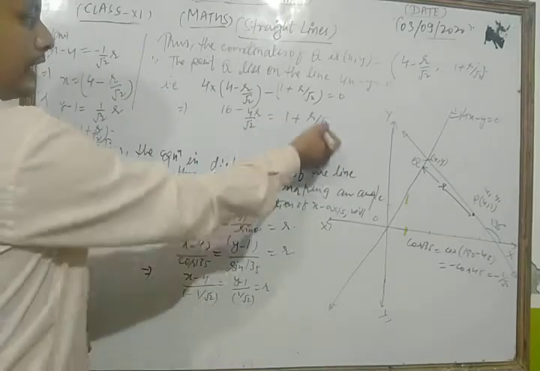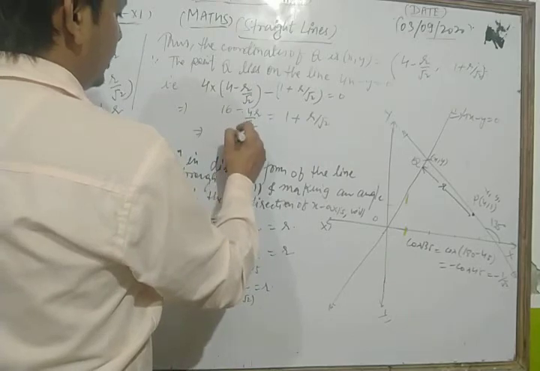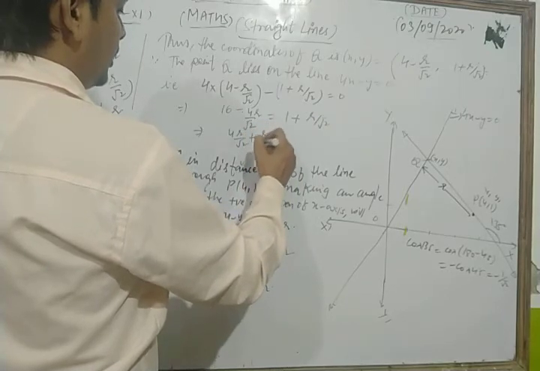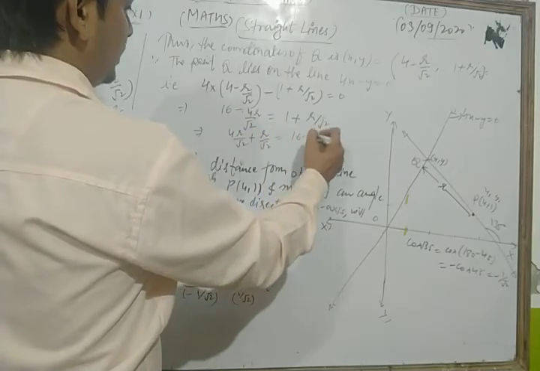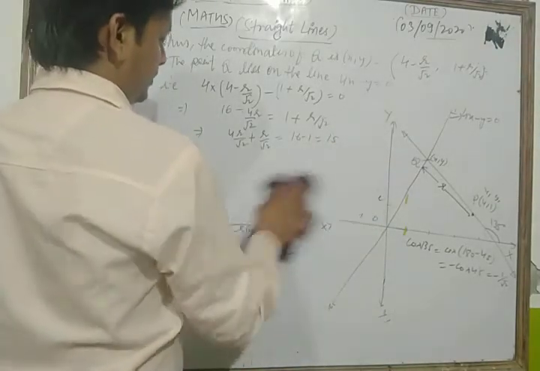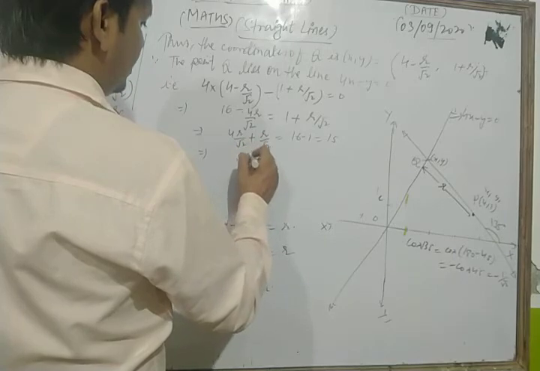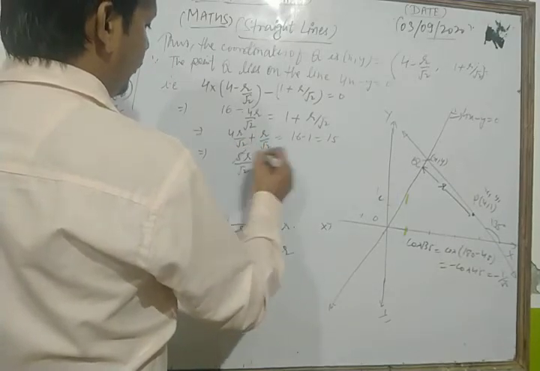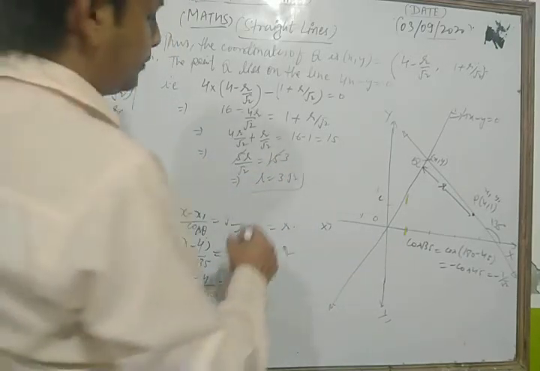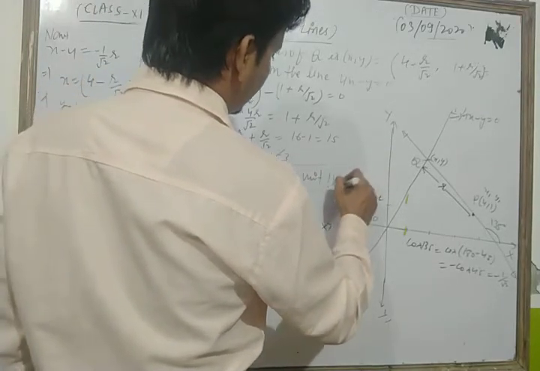Now we separate the value of r and the constant. Transferring to the other side, we get 4r upon under root 2 plus r upon under root 2 equals 16 minus 1, that is 15. Now if we take 2 as LCM, we get 5r upon under root 2 is equal to 15. 5 times 3 is 15. So the value of r is 3 under root 2 units, which is our required answer.